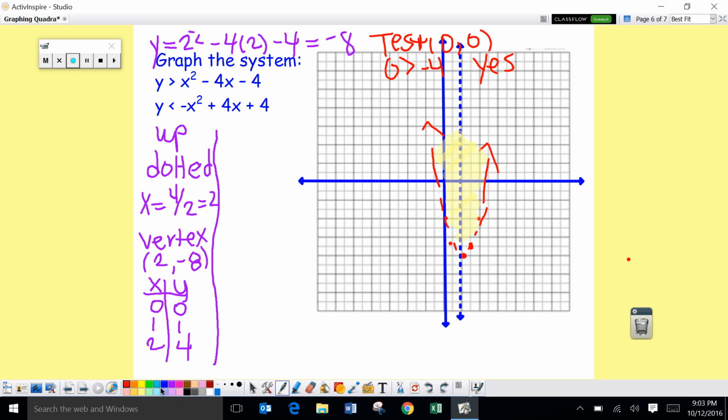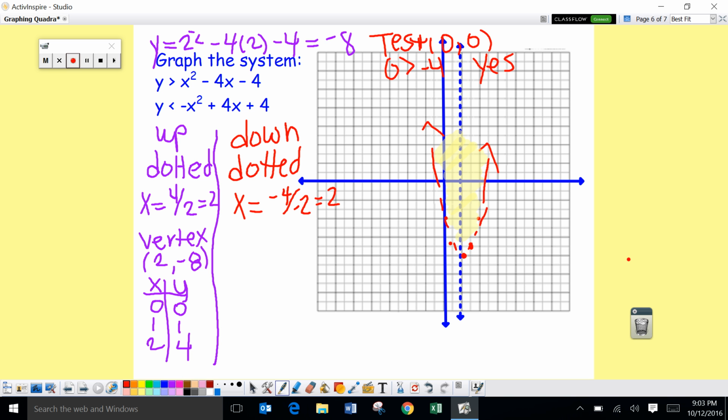Next, I'm going to do my second inequality. My second inequality is going to go down. It is going to be a dotted parabola. I'm going to find my axis of symmetry, which is negative b over 2a. 2 times negative 1 would be negative 2. So the x value is going to be at 2.